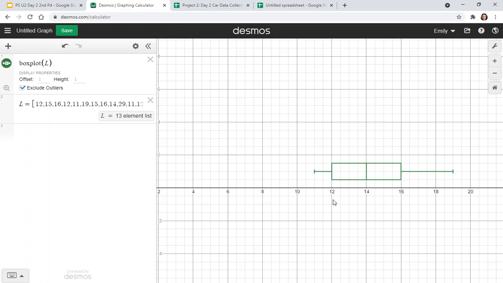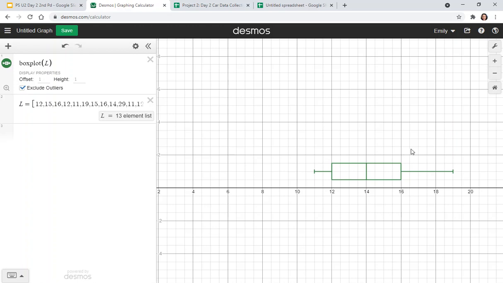So, bless you, our box plot has a minimum of 11, first quartile 12, median 14, third quartile 16, and a maximum of 19 because we excluded the outliers. What is our interquartile range? I heard something, but I don't know what it is. Yes? Anybody else get 4? Okay. So our interquartile range is 4.